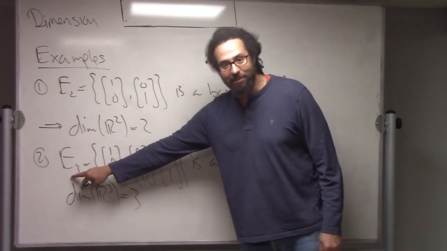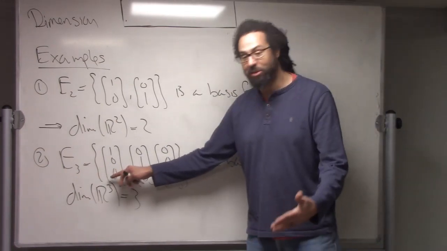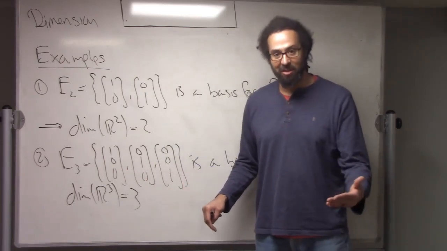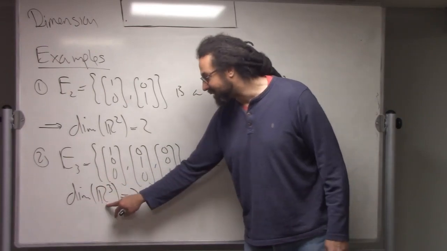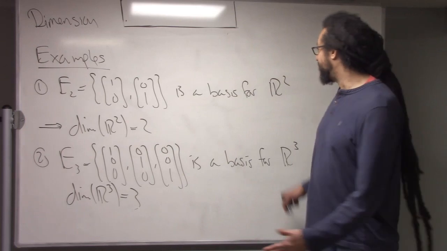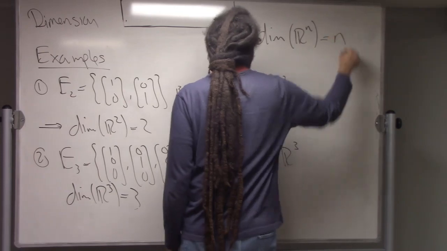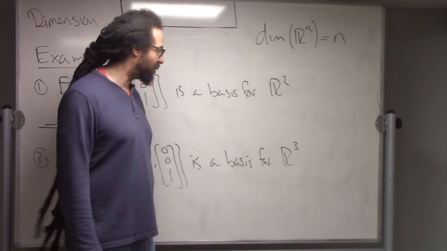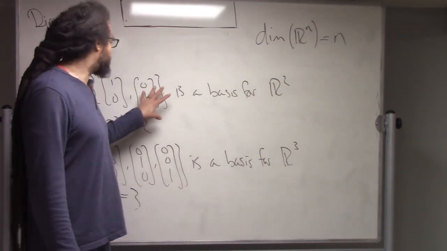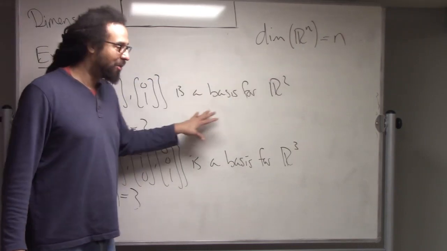And then E3 is the standard basis for R3. So R3 has a basis with 3 elements. That means every basis of R3 will have 3 vectors. And so the dimension of R3 is 3. In general, as you might expect, the dimension of Rn is n. So the dimension of R4 is 4, the dimension of R5 is 5, and so on and so forth. So these are fundamental examples. The dimension of Rn is always n. You definitely want to memorize that.